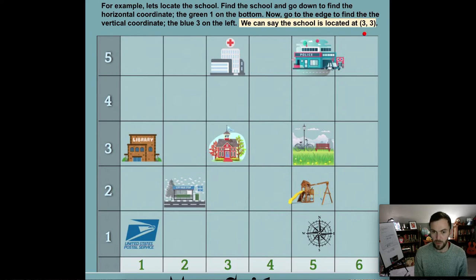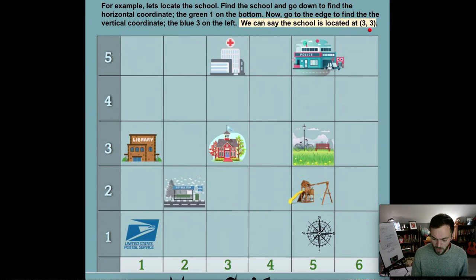Go back to the school. How far north or south is the school? To find that, let's go over to the side here to look at these vertical coordinates. We see that the school is located at 3. So we'd write that down as the second number in this ordered pair up here. So we can say that the school is located at 3, 3. That's the coordinate for the school.